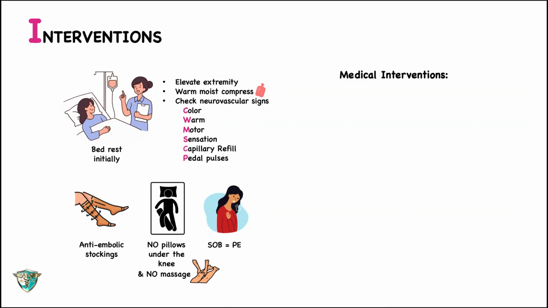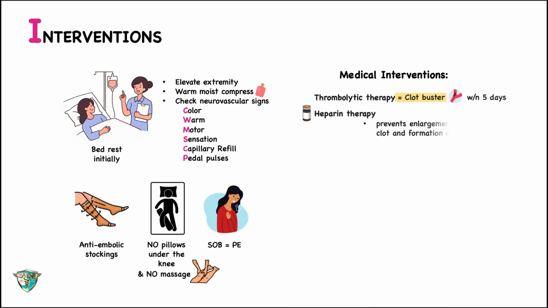Medical interventions begin with thrombolytic therapy, such as TPA, aimed at dissolving the blood clot, and should be initiated within 5 days after the onset of symptoms. The doctor will also prescribe heparin therapy to prevent the enlargement of the existing clot and the formation of new clots. Warfarin therapy will be given following heparin therapy once symptoms of DVT have resolved. Warfarin is slow-acting, taking 3 to 5 days to reach its therapeutic effect. Therefore, it can be administered along with heparin before the heparin is discontinued.